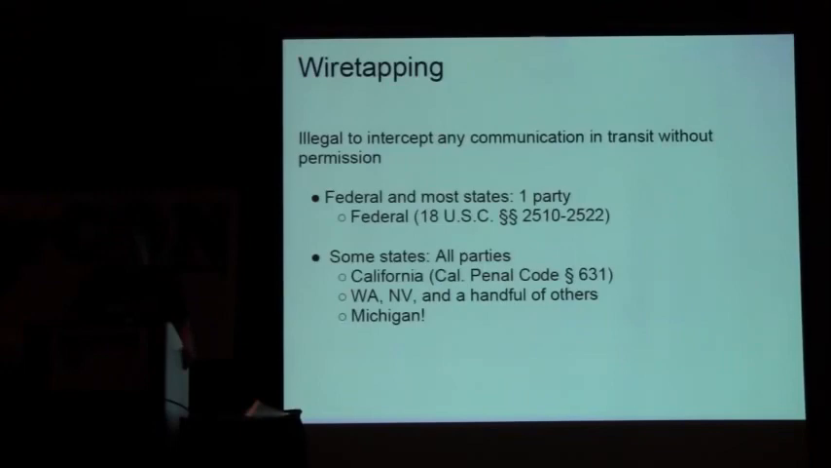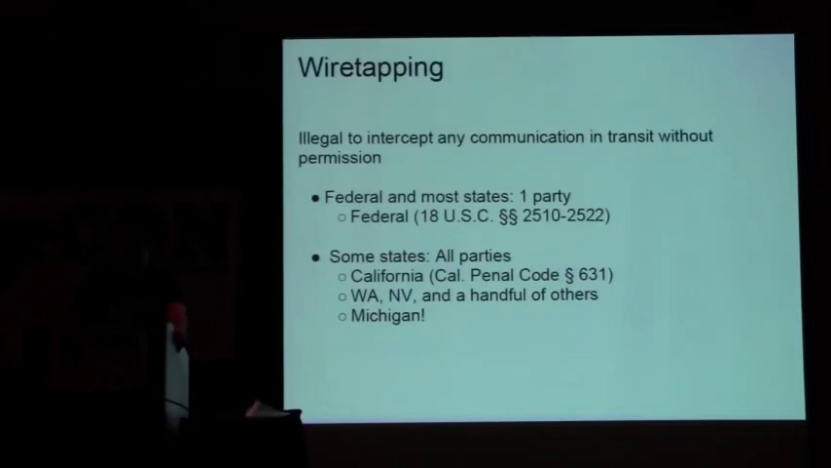Basically, it's illegal to intercept any communication in transit without permission. How much permission you need varies. Under the federal law and in most states, you only need one party's permission. One party to the communication has to have given you permission for you to intercept the communication and not get in trouble. In a few states, you have to have all parties' permission. All parties to the communication must give you permission for you to be able to intercept. Among those all-party states, some of the biggies are California, Washington, Nevada, and Michigan.